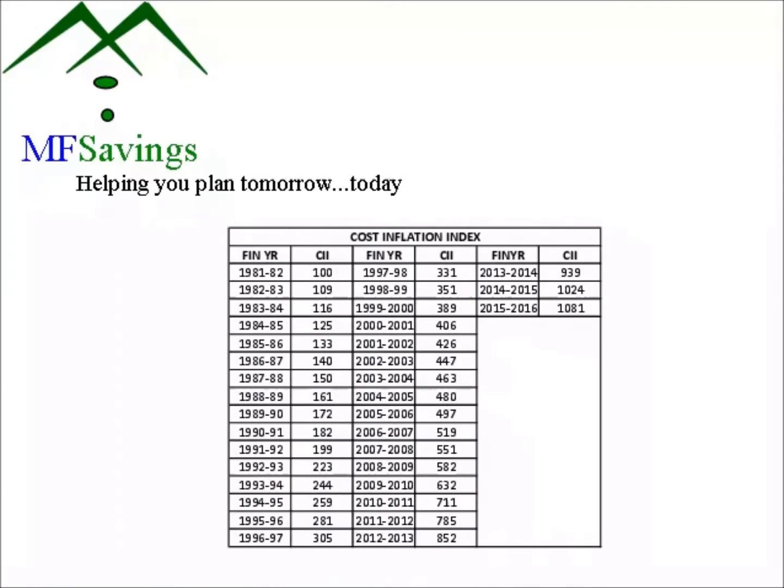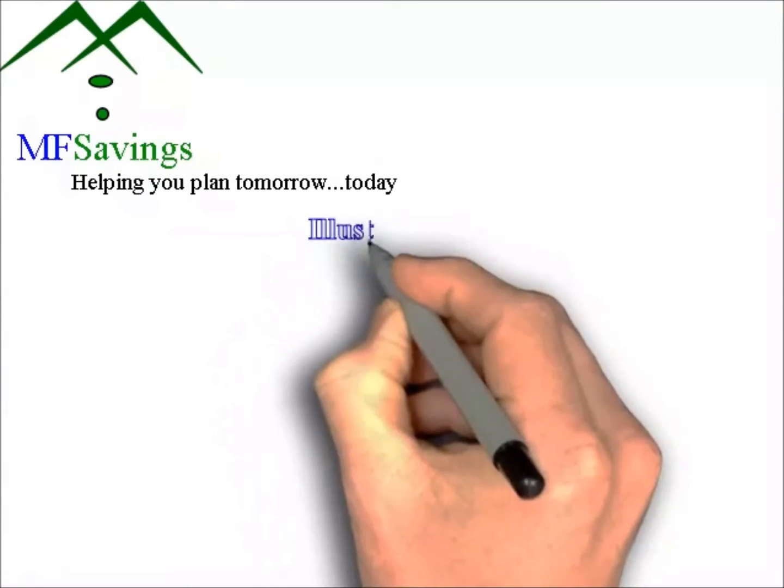The cost inflation index or CII declared by Government of India in different financial years is shown here. It started in the year 1981-82 with 100.